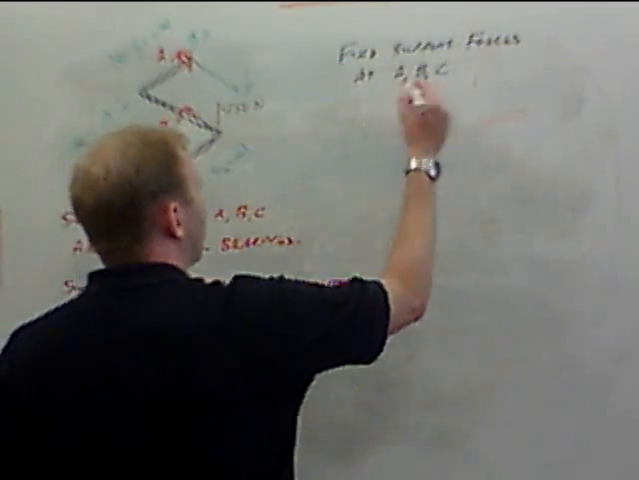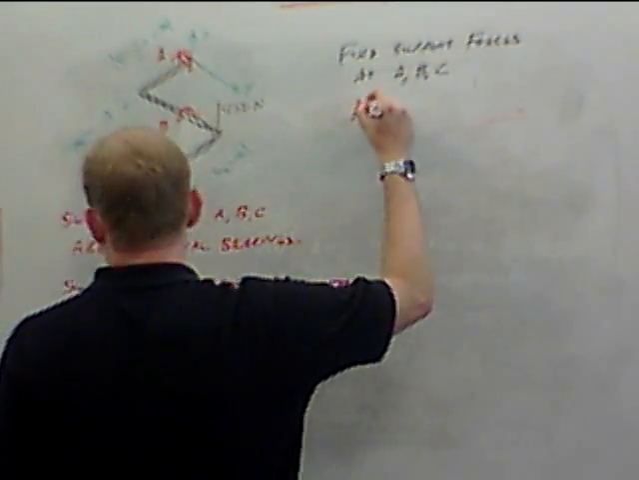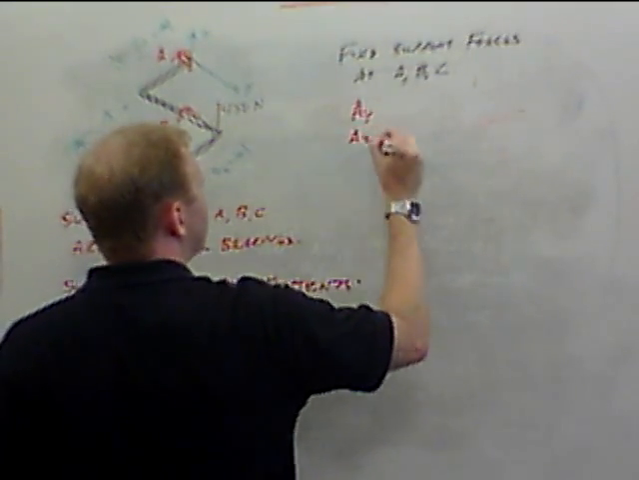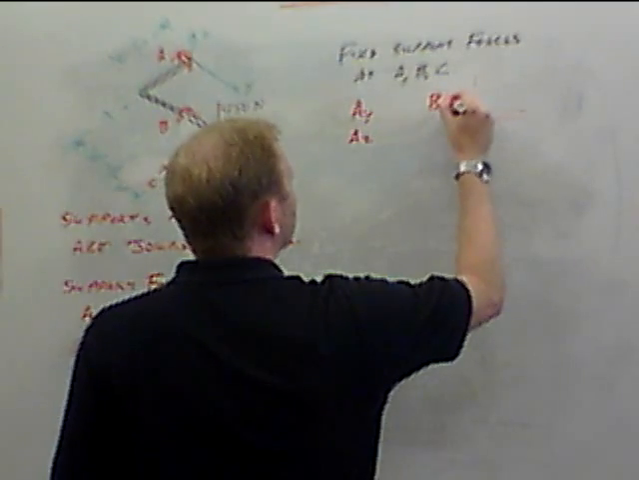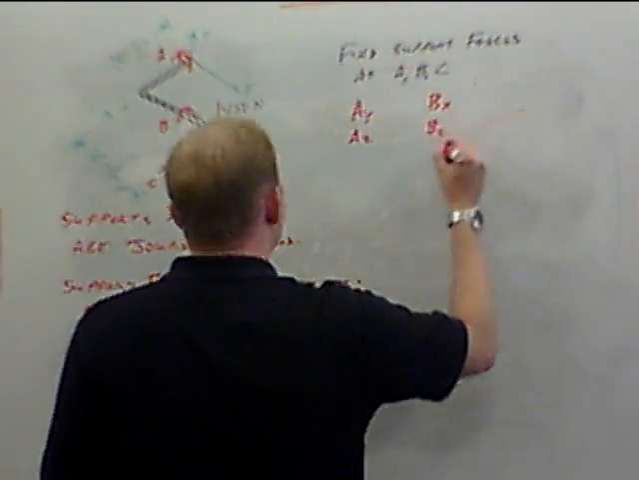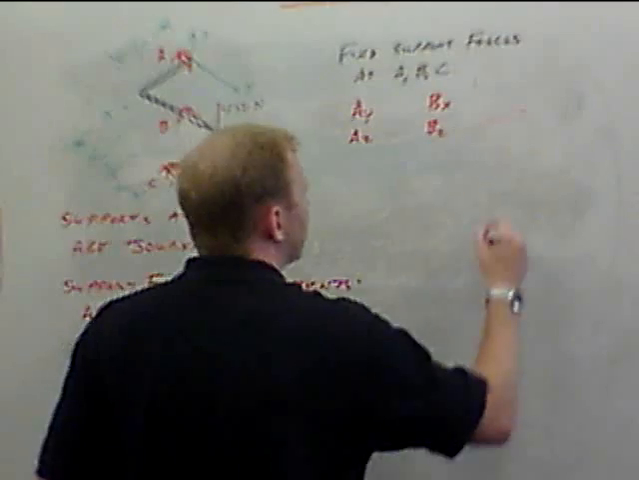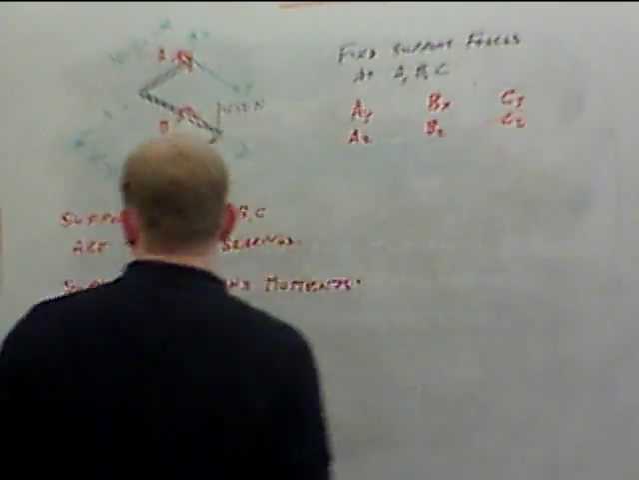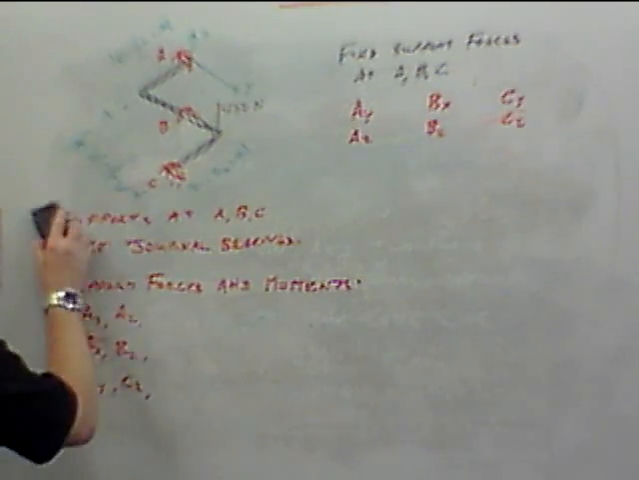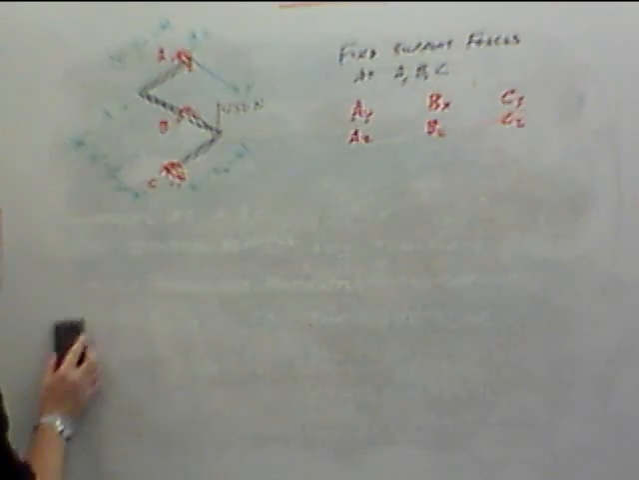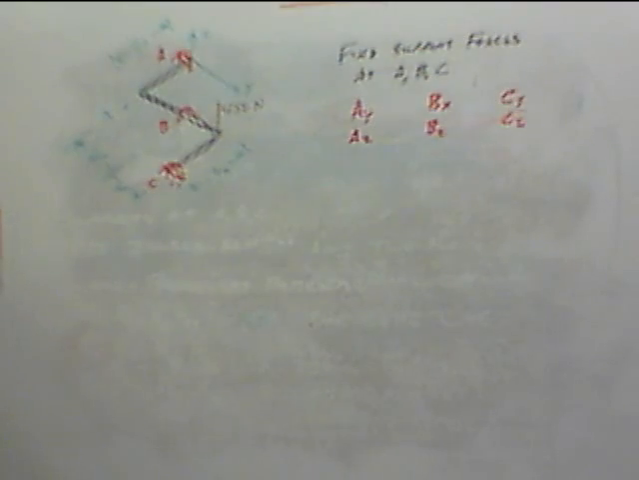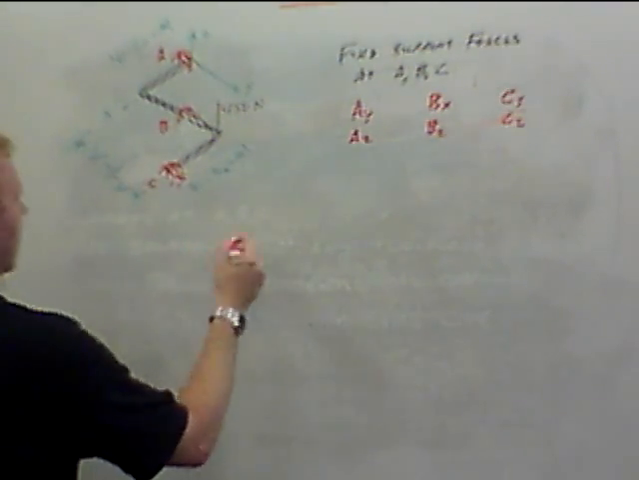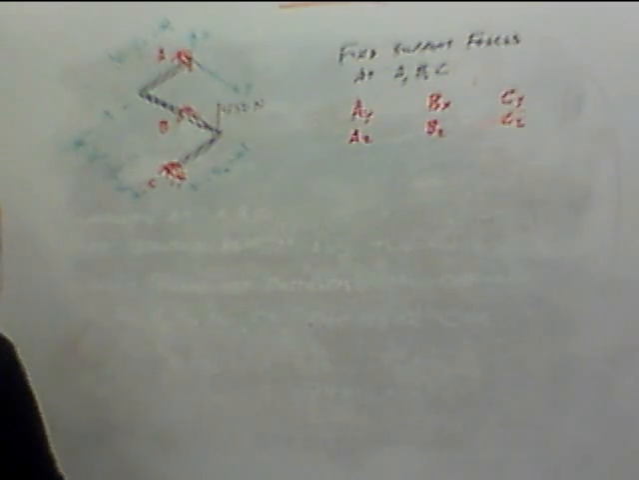So I will write down the unknowns here. We'll have AY, AZ, BX, BZ. These I'm just copying from over here to over here so I can use the board. CY, CZ. Okay, I'm going to take this down. Alright.